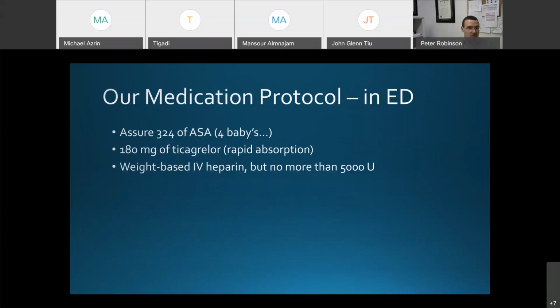So what is our medication protocol in the ED? Make sure they've gotten 4 baby aspirins, either en route or in the ER. We use ticagrelor, 180 milligram oral load, and there's reasons for that. We use weight-based IV heparin, but no more than 5,000 units as they're going up to the cath lab. And again, there's reasons for this.